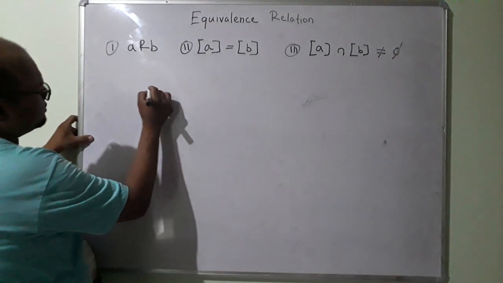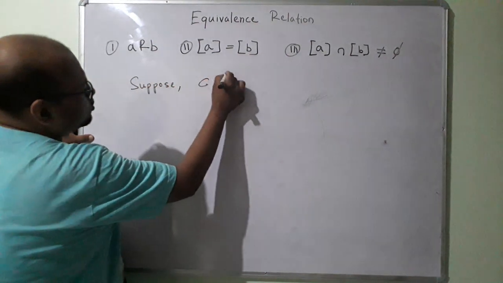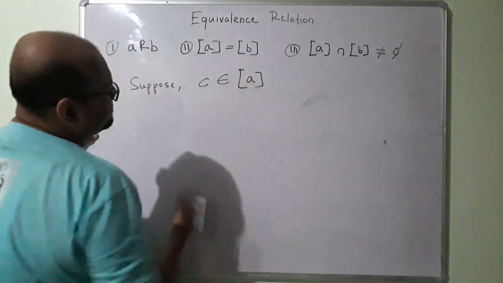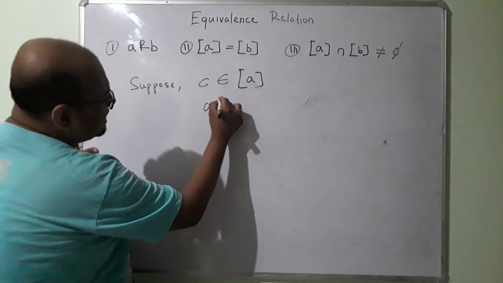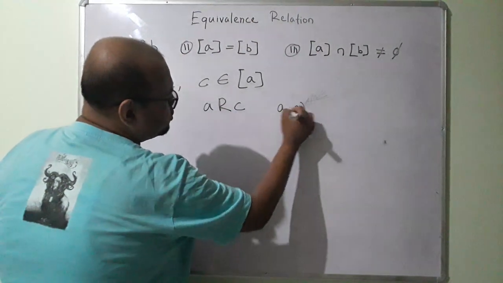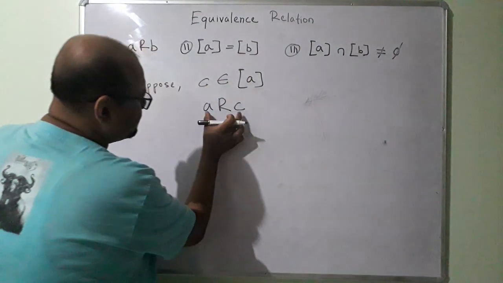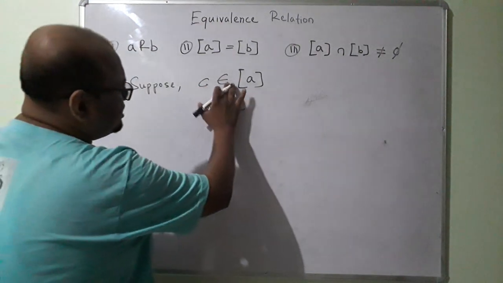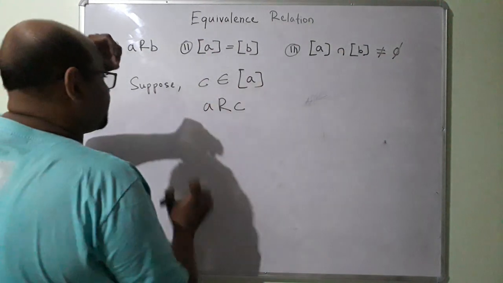Now let us suppose some c belongs to the equivalence class of a. So what does this mean? This means that this ordered pair (a, c) belongs to R. This is one way of writing this thing. This is another way of writing this thing: aRb means (a, b) belongs to R. So c belongs to [a] means aRc, (a, c) belongs to R.